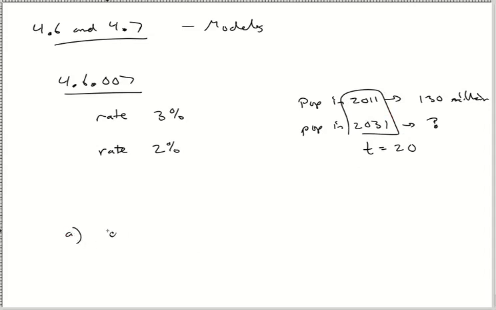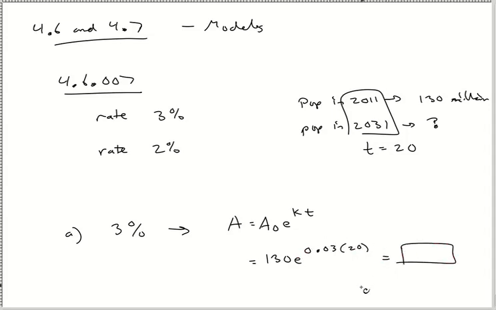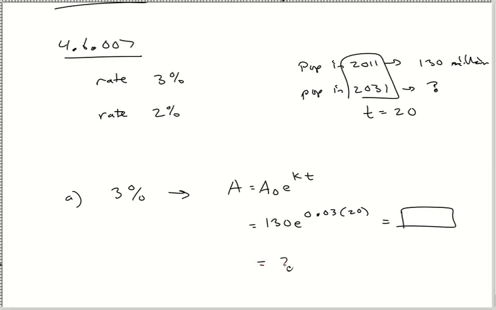So part A, they have the 3% rate. And so I'm just going to tell you the formula here is pretty easy. It's going to be A equals A naught e to the kt. And so we got the 130, e to the k is my rate, so 0.03. t is time, so 20. And let's find that in a calculator. You get 236.875. Again, that's million.